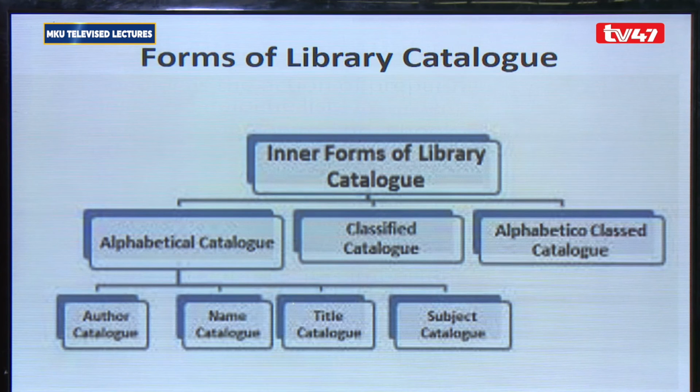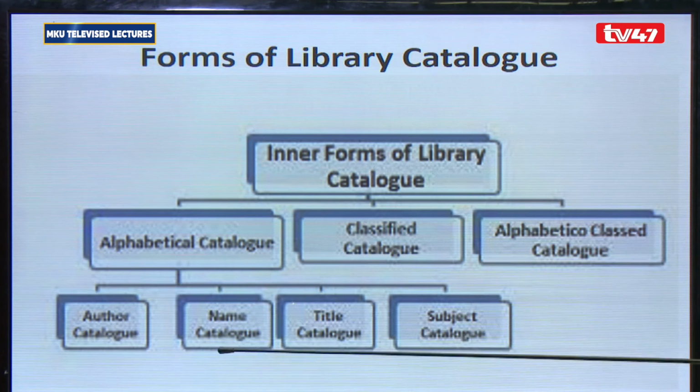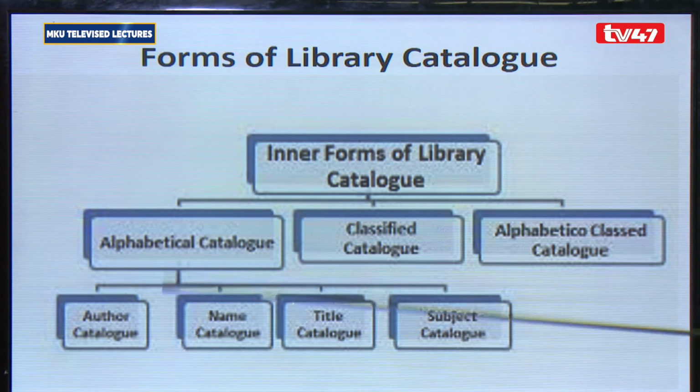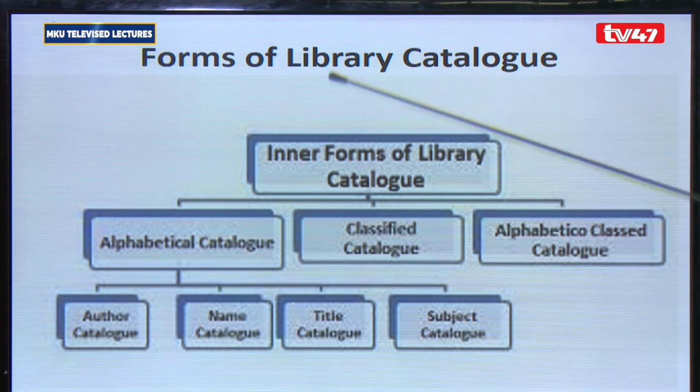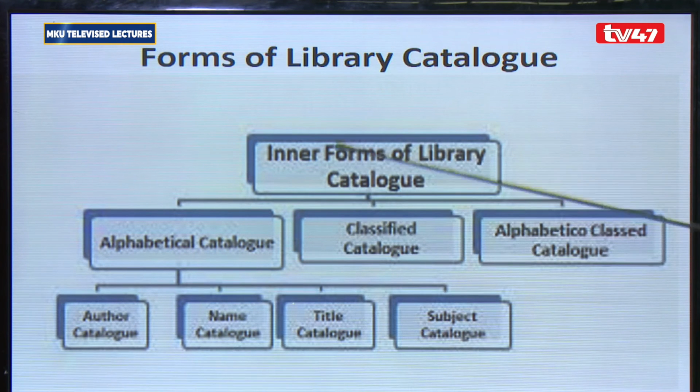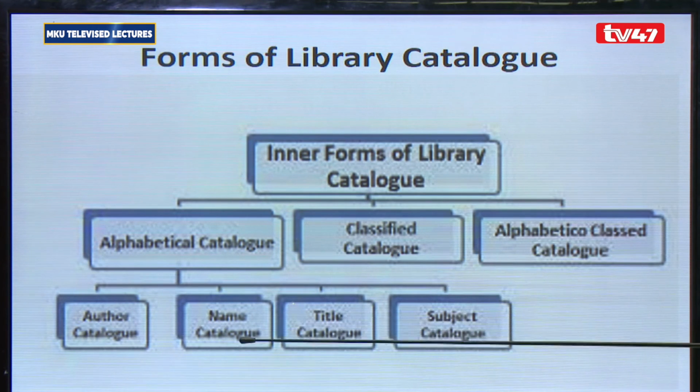Now there are several forms of library catalog. We have the alphabetical catalog, the classified catalog, and then the hybrid of these two, the alphabetical classified catalog. Now, if I take the alphabetical catalog, you can have a catalog organized alphabetically in order of author. That is called an author catalog. A catalog that is organized alphabetically by name is called a name catalog.